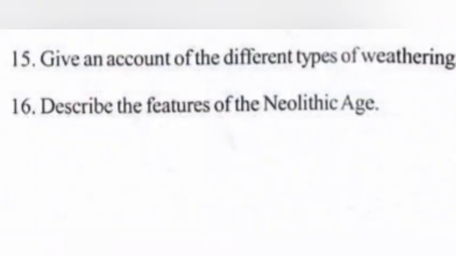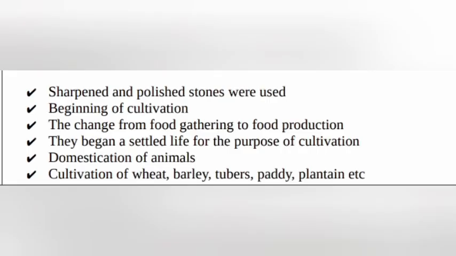16. Describe the features of the Neolithic age. Answer: sharpened and polished stones were used. Beginning of cultivation. They changed from food gathering to food production. They began a settled life for the purpose of cultivation. Domestication of animals. Cultivation of wheat, barley, tubers, paddy, plantain, etc.